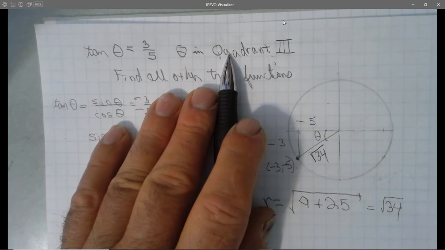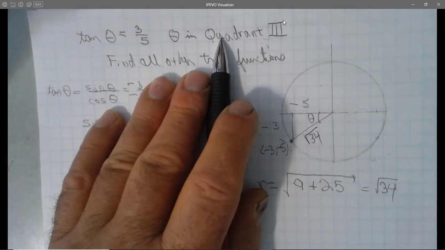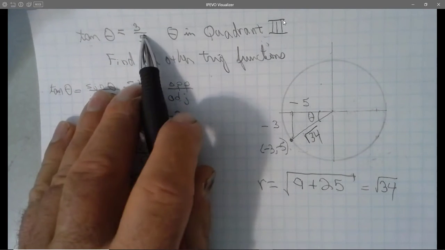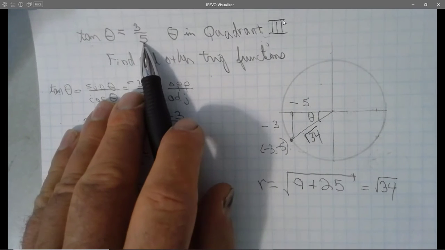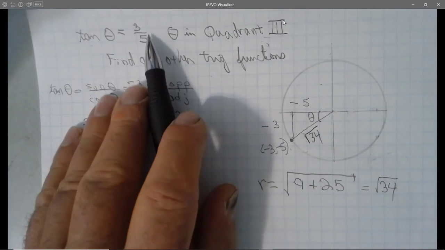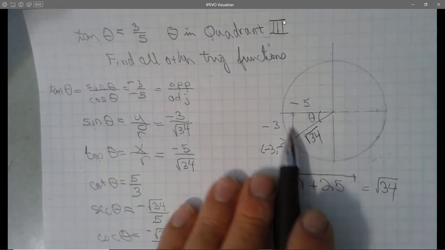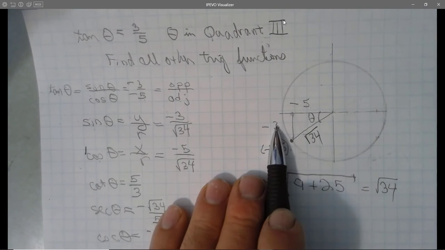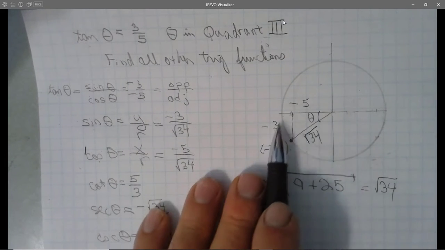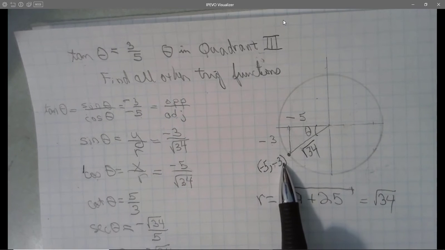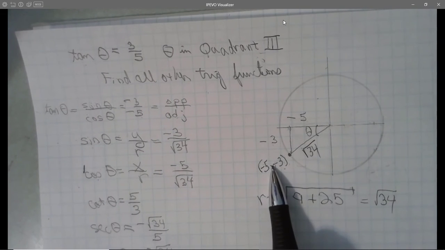All right, since we're in the third quadrant, that means that both the x and the y coordinates are going to be negative. Since the x and y coordinates are both going to be negative, that means we have opposite over adjacent here. This is x, this is y for our reference angle. So 3/5 is the value of our tangent here. That y coordinate is -3. And the x-coordinate is -5.